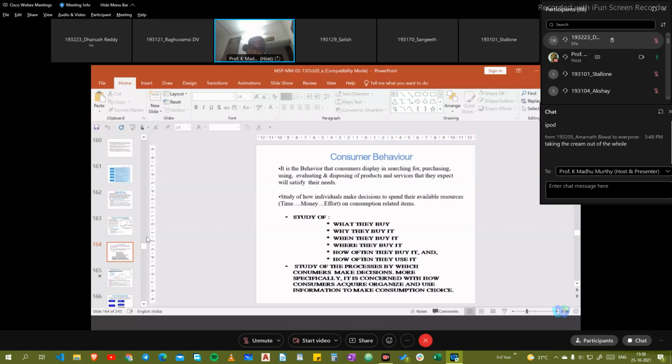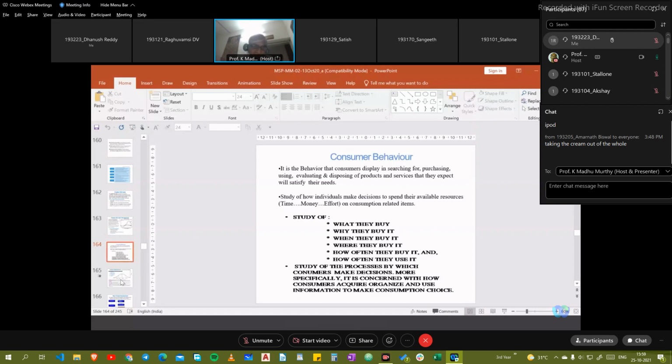So it is the study of the processes by which consumers make decisions. More specifically, it is concerned with how consumers acquire, organize, and use information to make consumption choices. This is what consumer behavior is.